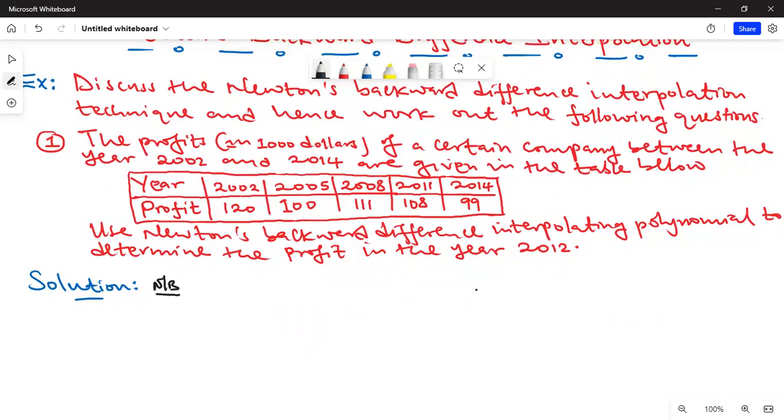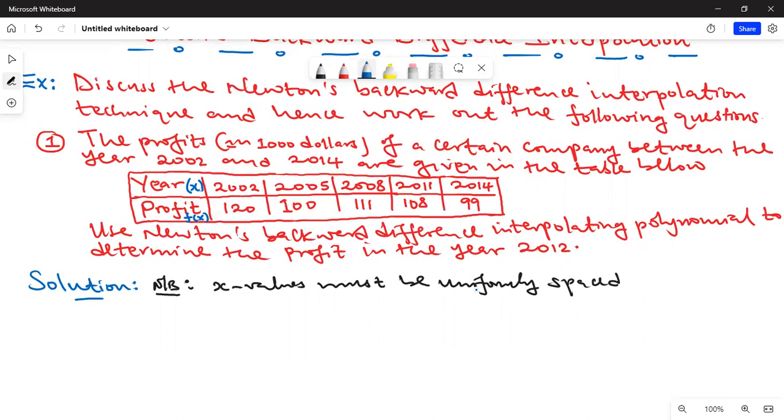So again, take note that this is only used when the x values must be uniformly spaced. X values are the tabular values. So in our table, we are going to say let the year denote X and let the profit denote f of X. So look at the spacing from 2002 to 2005, that's 3 years, 2005 to 2008, 3 years. So the spacing is uniform, that is 3 years.